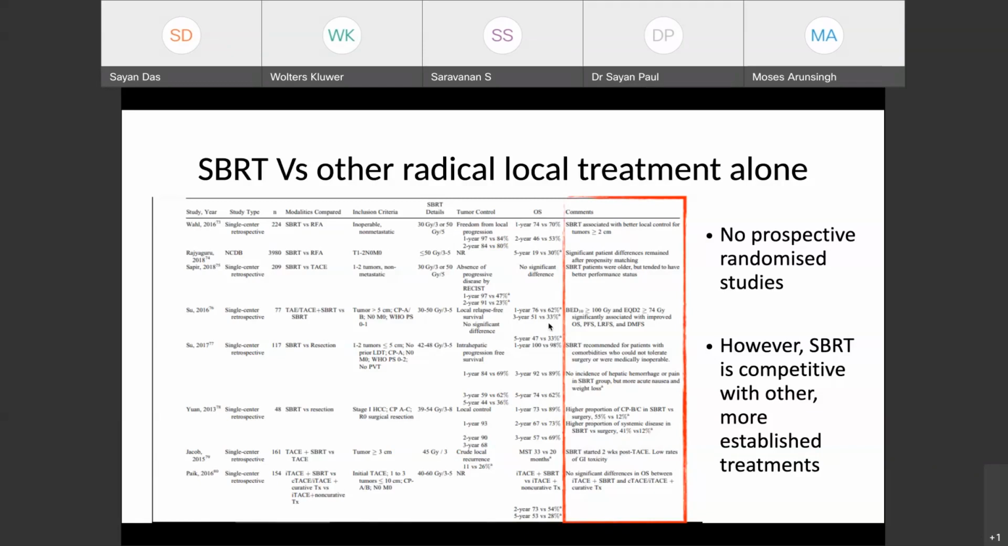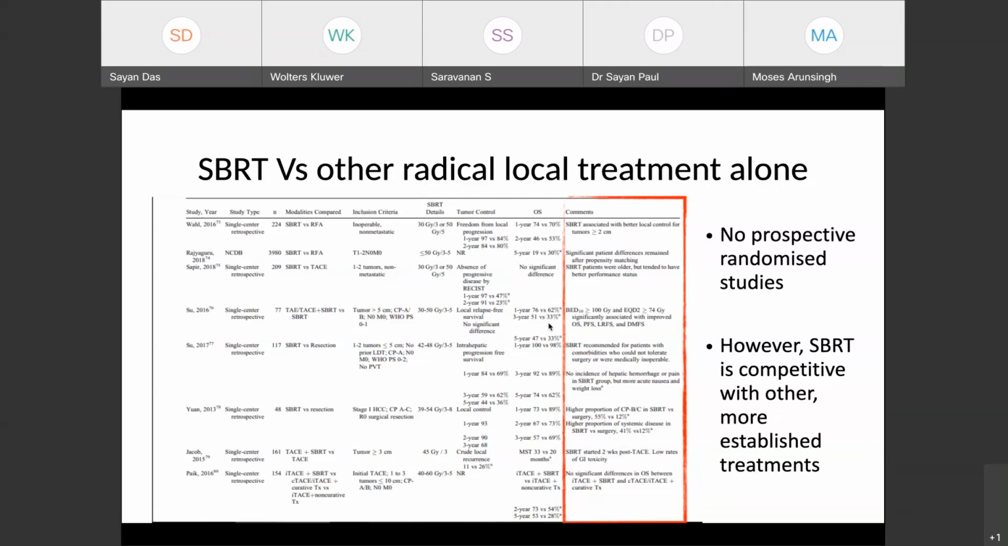Now the data is more robust with TACE, and I think TACE is the only radical local treatment modality that has shown improvement in overall survival compared with best supportive care alone. However, as I said, TACE is a non-curative therapy with very high local recurrence rates, which can be as high as 60 to 70% at the end of 2 years. And TACE cannot be used in the presence of portal venous thrombosis, where SBRT is feasible.